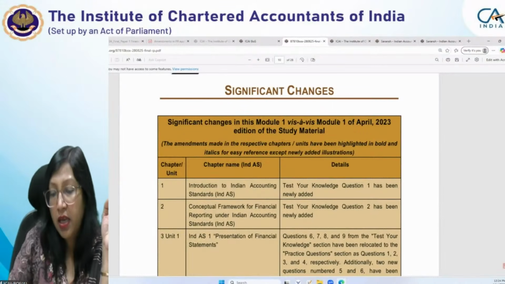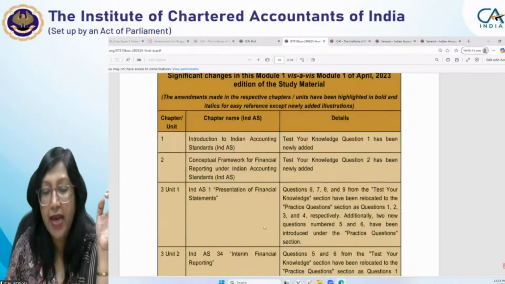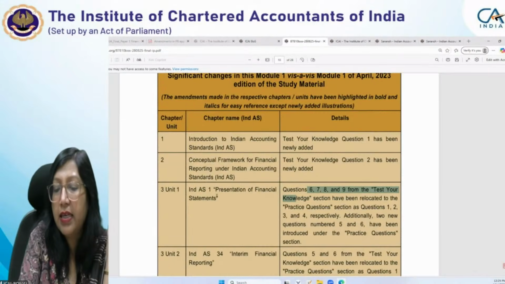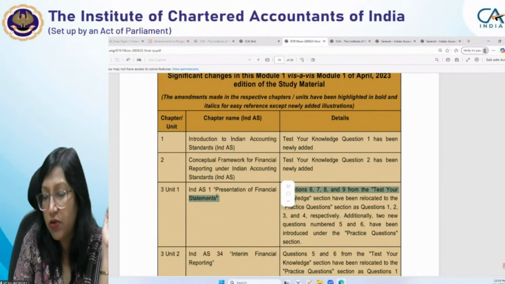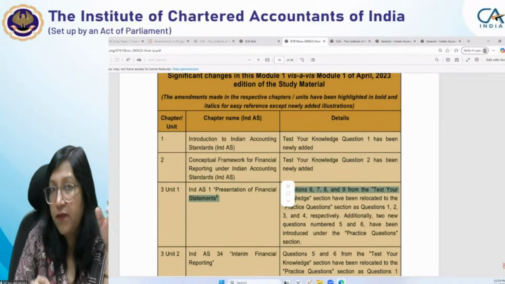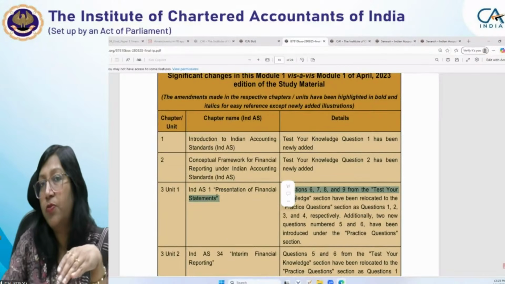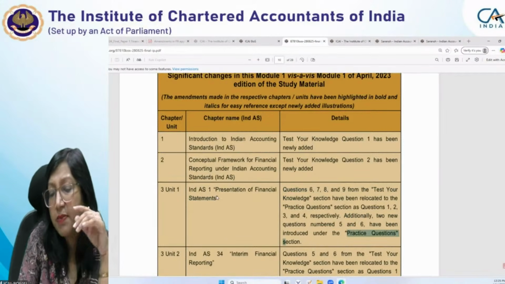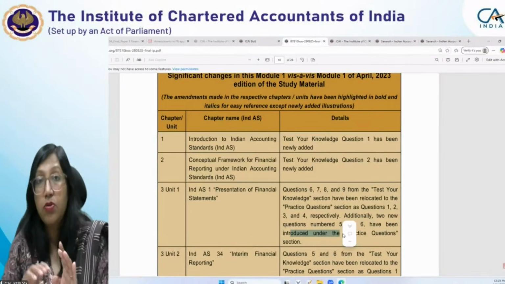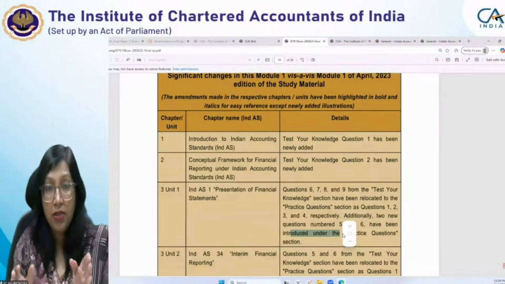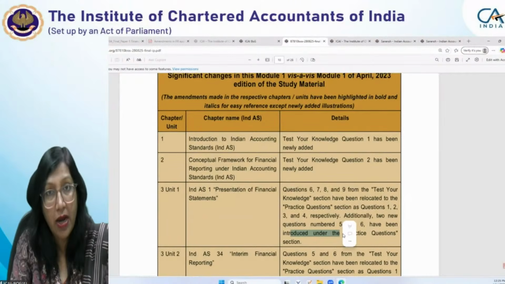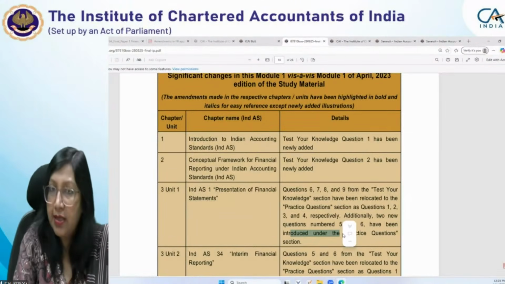So here you will find whatever questions I have added. For example, here if you see questions 6, 7, 8, 9, I have added these questions in your test and knowledge part. Some questions we shifted from test and knowledge to practice questions. Whatever we have shifted, everything is mentioned. So those students who have any edition of the study material prior to November 2024 are also not required to buy new material. They can go through these significant changes.